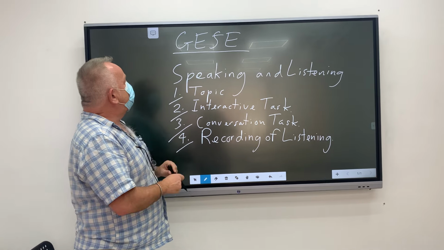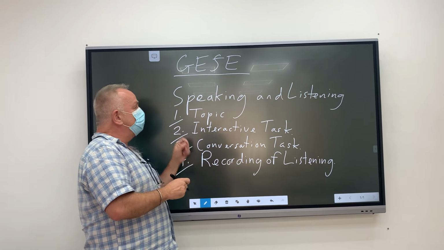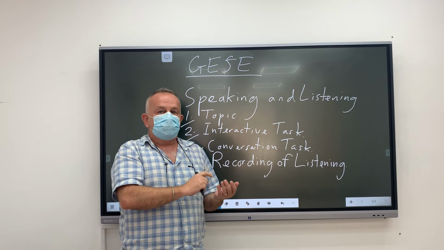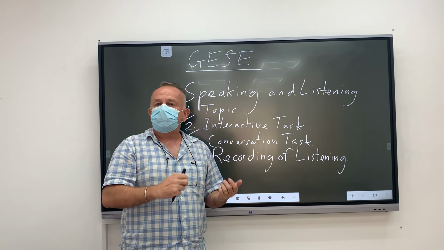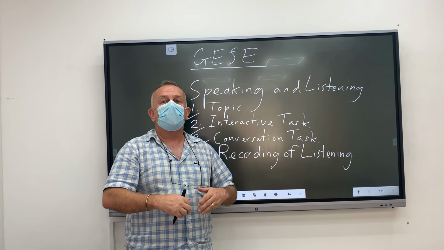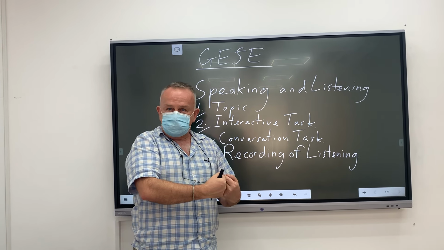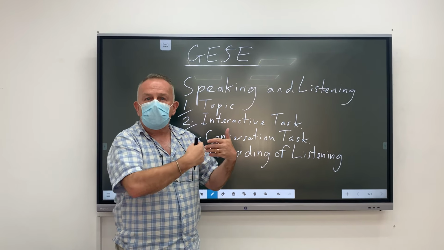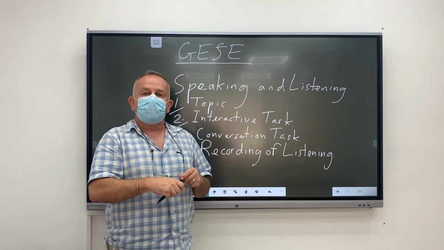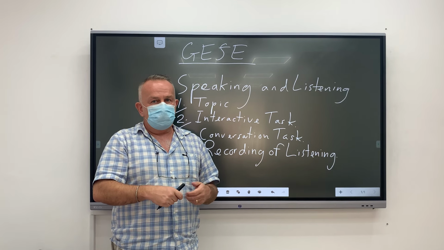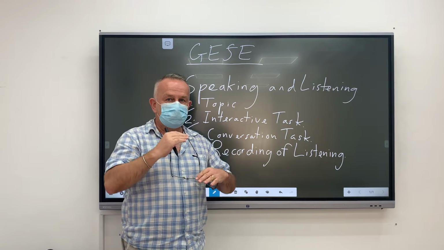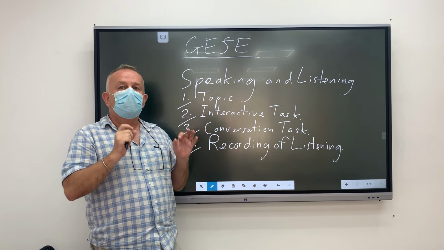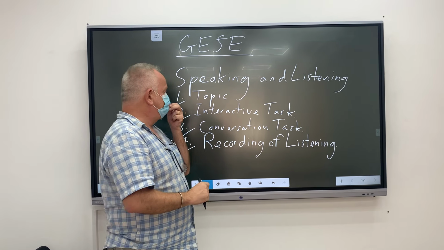So for both ISE and Gese, with levels B1, B2 and C1, you have to prepare a topic on a subject of interest, something that you can talk about, that you have an opinion about. For B1, it might be a hobby or something you're studying. B2 and C1, your topics need to be a little bit more complex, yeah?